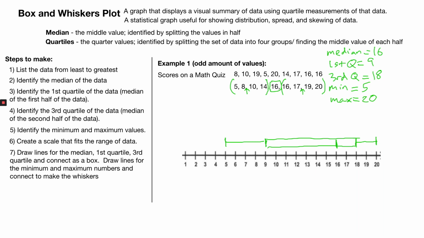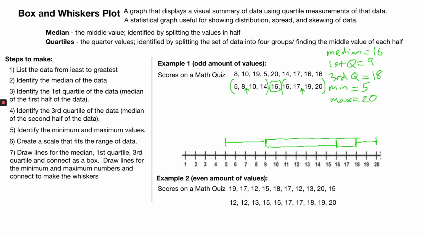So I'm going to actually do a second one. We're going to make one more, and then we can talk a little about what we can learn from it. Go a little bit faster this time. We've got another math quiz, but this time we have an even amount of values. We have 10 values instead of 9. And so we're going to put them in order from least to greatest.